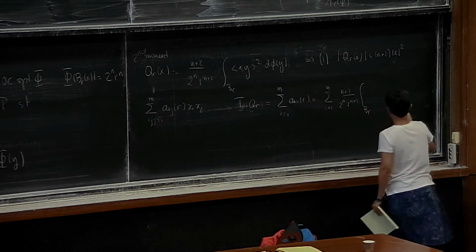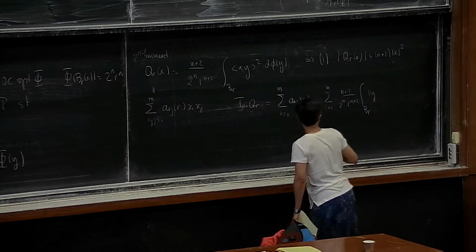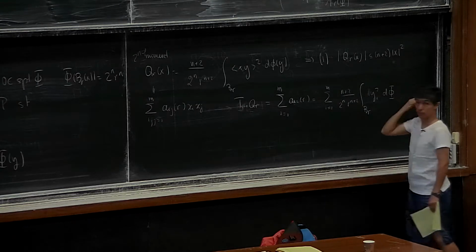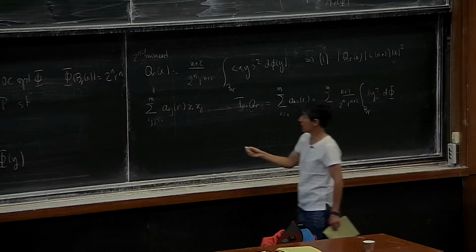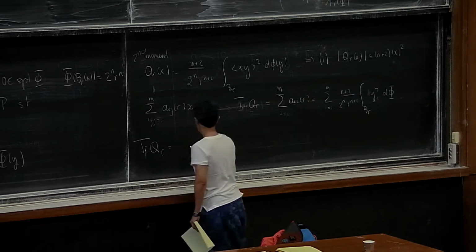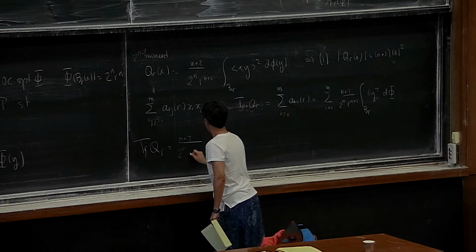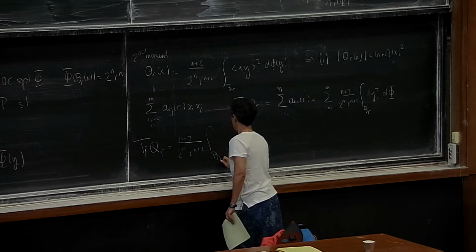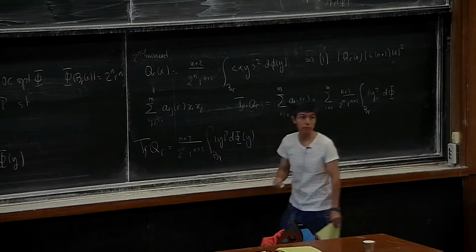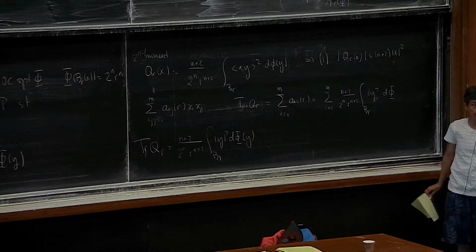And so that's y_i squared d phi. Okay? And what's that? That's nothing else. The trace of q sub r is the same thing as n plus 2 over 2 to the n, r to the n plus 2, times the integral over B_r of y squared d phi of y. Okay? Does that make sense?